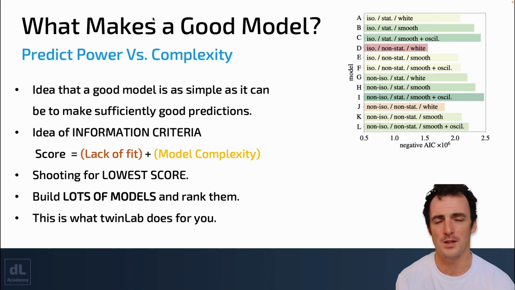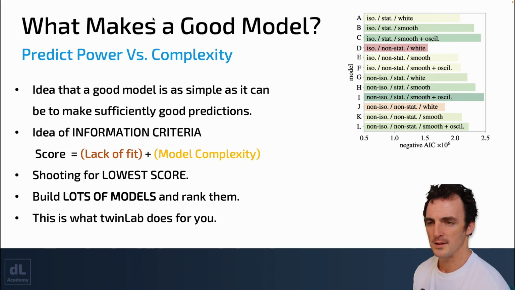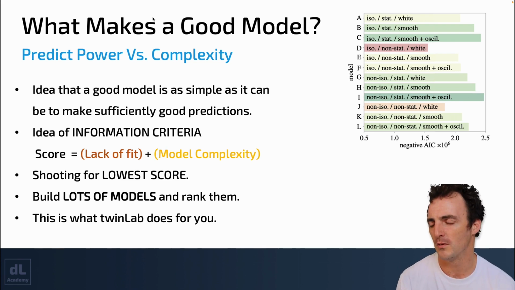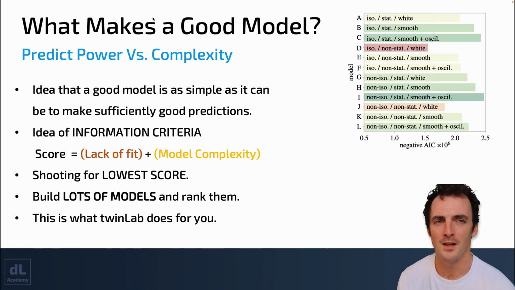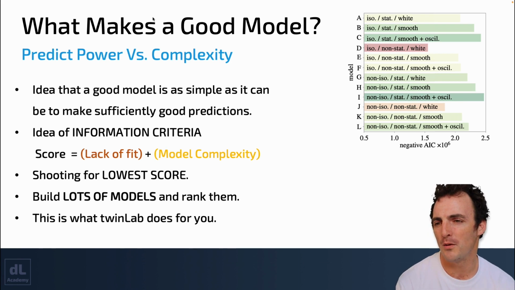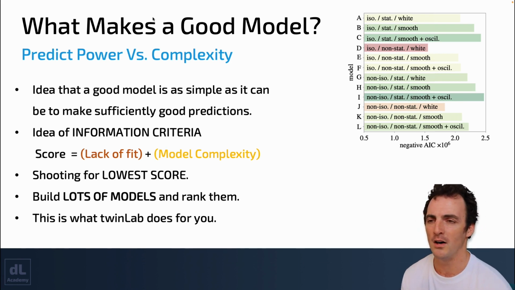The software we build at digiLab, called TwinLab, does this for you. It has the ability to fit a whole bunch of models, an ensemble of models, and then it ranks those models for you. You'll see an example on the right hand side. It might not mean much in terms of the different terms, but models A to L are different combinations of choices in a particular model that we built.